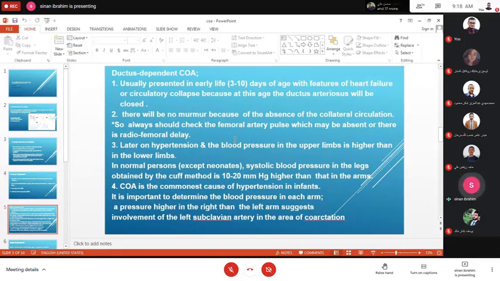وطبعا later on the patient will develop hypertension and the blood pressure in the upper limbs will be higher than in the lower limbs.